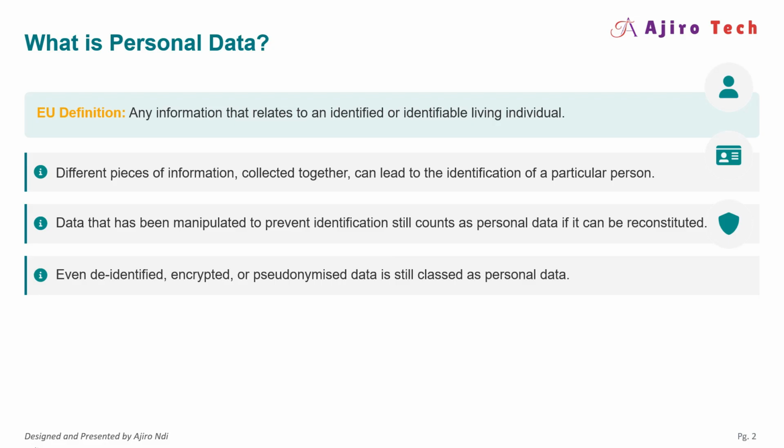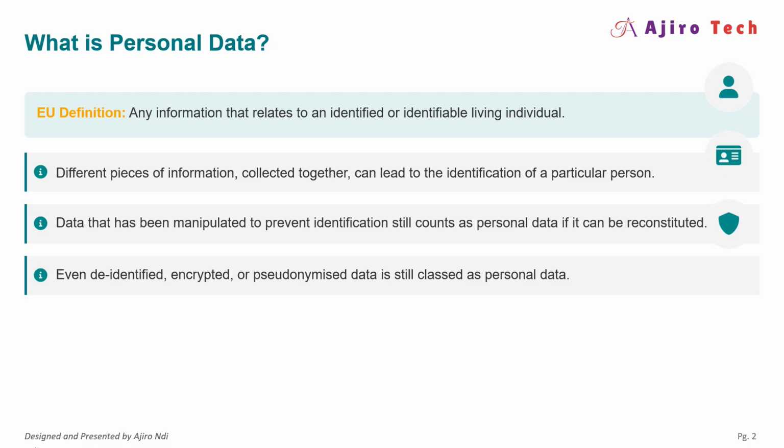So what does this mean? It means that any data that can be used to identify or recognize somebody is classed as personal data, even when the data is manipulated so that it does not allow an individual to be identified. As long as it can be reconstituted, it is personal data. The EU went ahead to suggest that if they can reconstitute it, it can be seen as personal data.